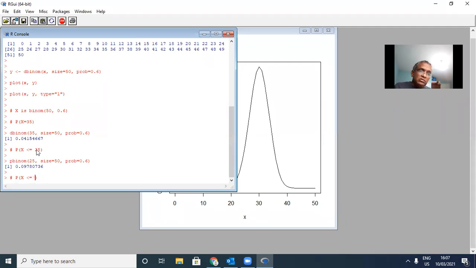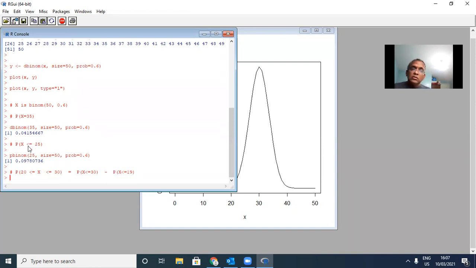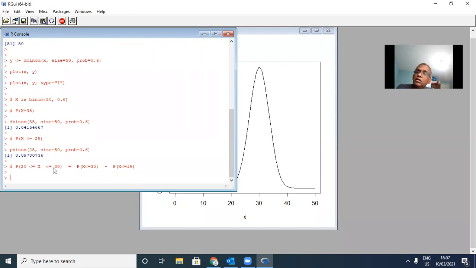Now suppose you want to find the probability that x is between 20 and 30. Now remember, binomial is a discrete distribution, so it can only take integer values. So you can write this probability as the difference of the following probabilities. Do you see what I have done? If you want all the numbers between 20 and 30, you should take all the numbers that are less than or equal to 30 and subtract all the numbers that are less than or equal to 19.